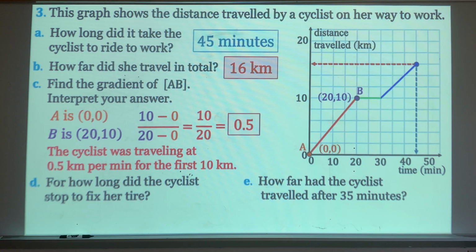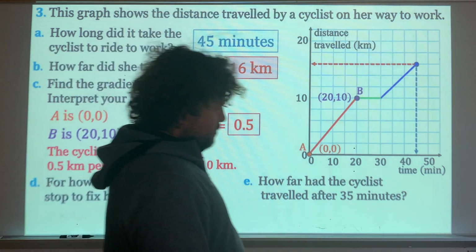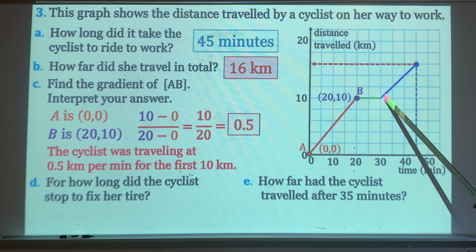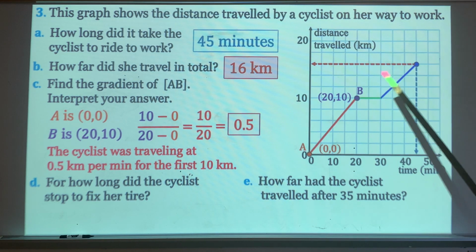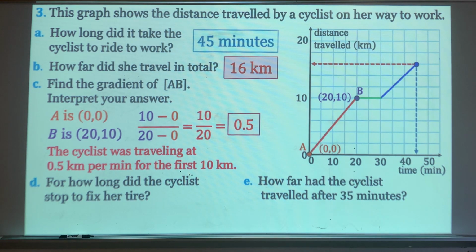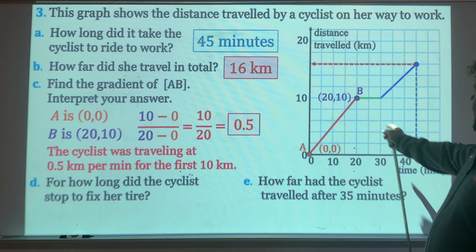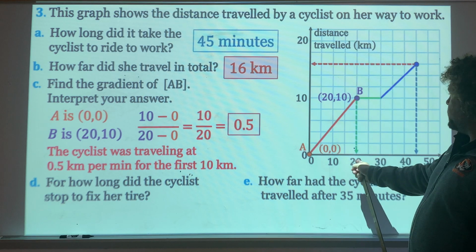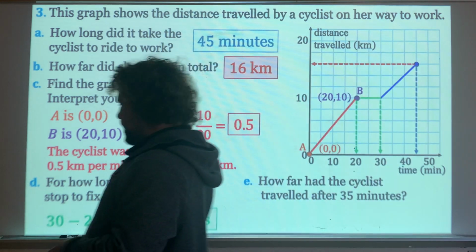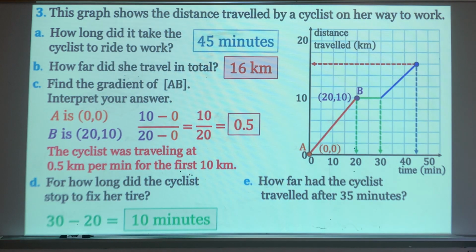Okay. She popped the tire. Can you tell where in this graph her tire was popped and how long it took her to fix that tire? Right here. Why is the green section the tire when it's popped? Because what's happening in the distance where she's fixing her tire? The distance is staying at 10 kilometers. She's not moving. She's sitting fixing her tire. You can't fix a tire while you're riding a bike. How long was she fixing the tire for? Between 20 minutes and 30 minutes. Between 20 and 30 minutes is 10 minutes. It took her 10 minutes to fix her tire.